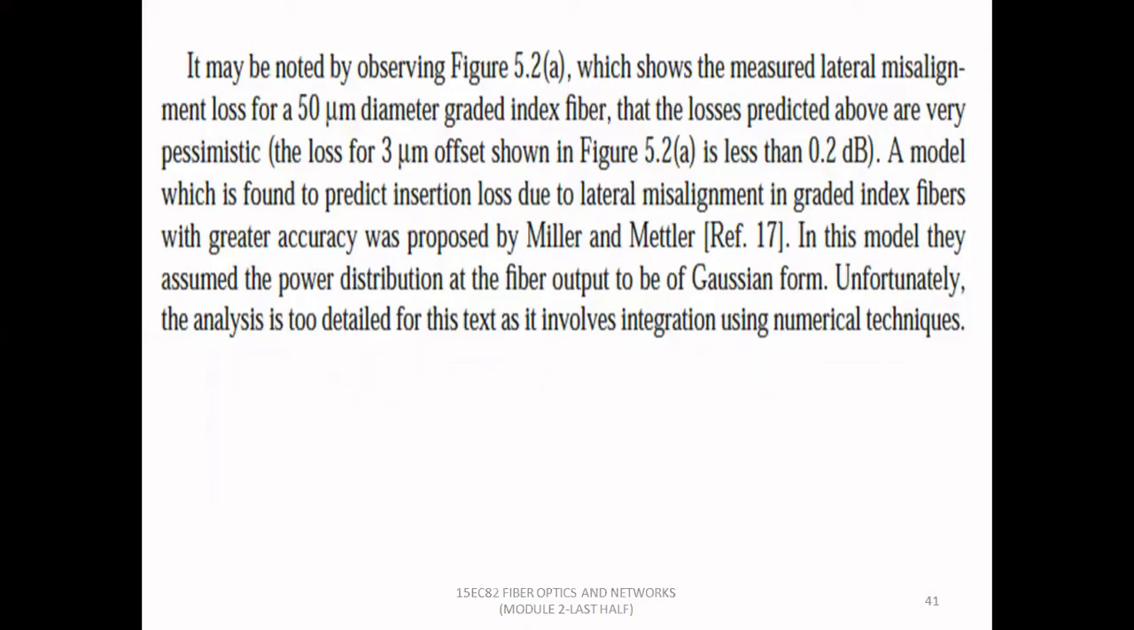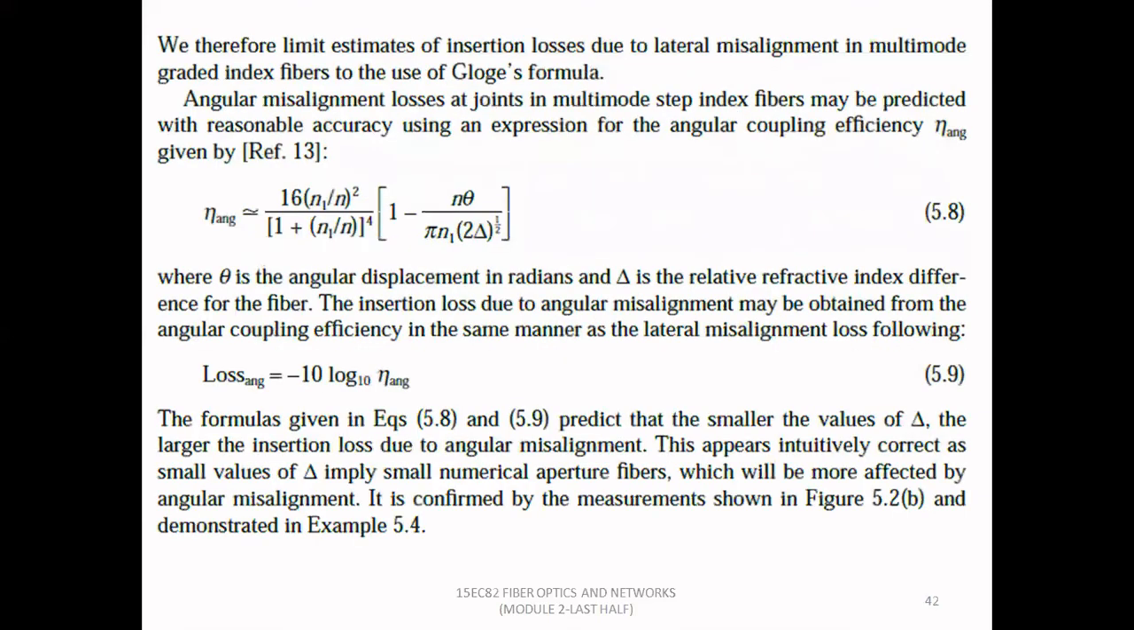A model which is found to predict insertion loss due to lateral misalignment in graded index fibers with greater accuracy was proposed by Miller and Mettler in reference paper 17. In this model, they assumed the power distribution at the fiber output to be of Gaussian form. Unfortunately, the analysis is too detailed for this text as it involves integration using numerical techniques. We therefore limit estimates of insertion losses due to lateral misalignment in multimode graded index fibers to the use of Gloge's formula.